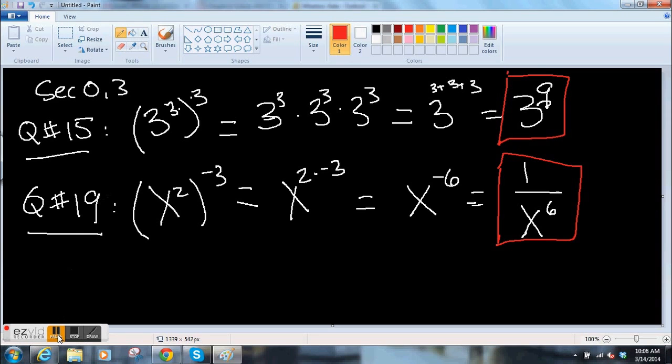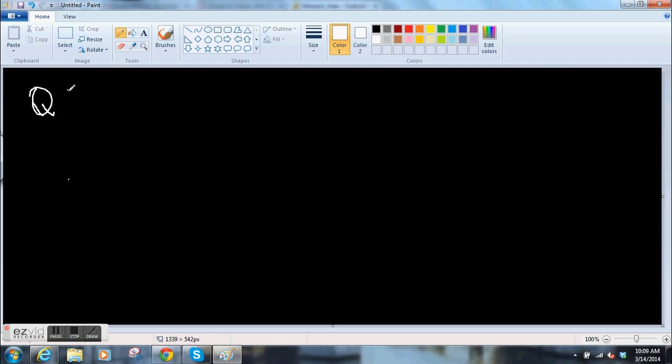And do I have room? Nope, I'll do 35. My pen lost it. Question number, I was just trying to think of the one I just did. 35. So question number 35. I was going to read the instructions.